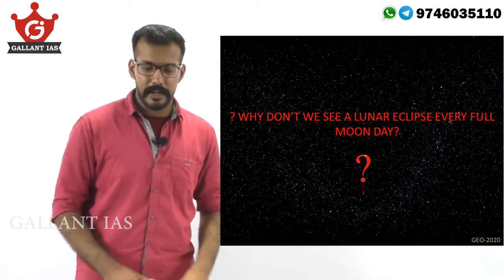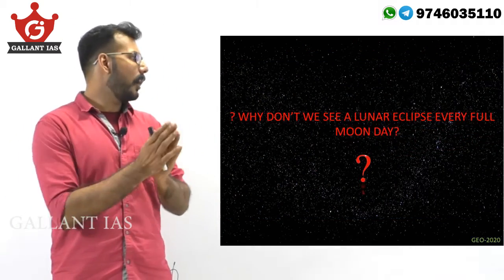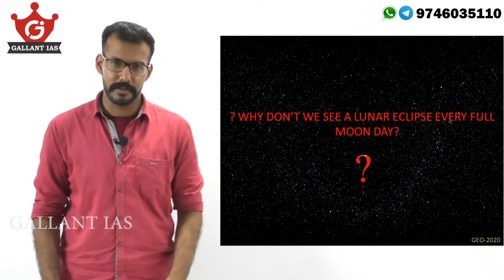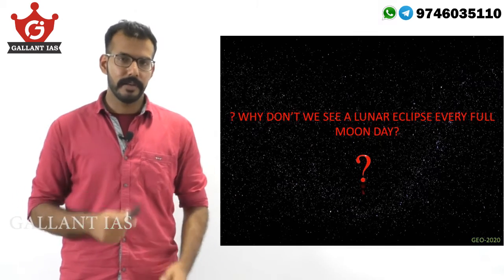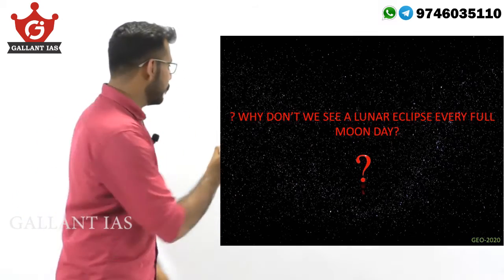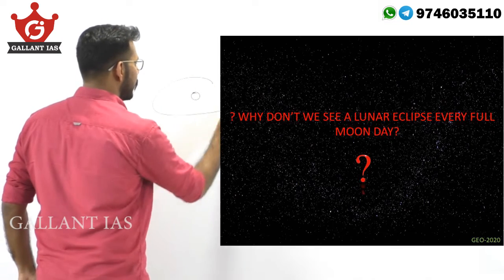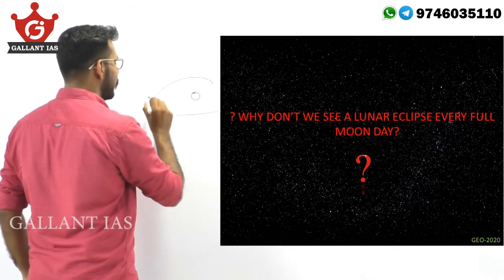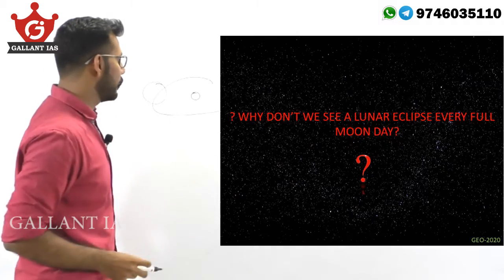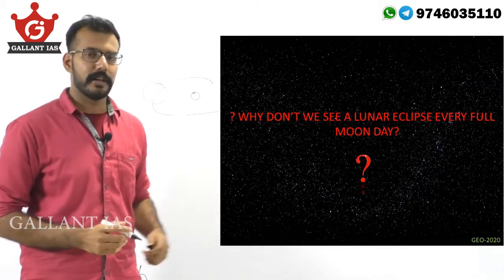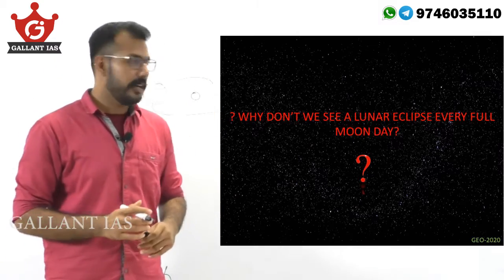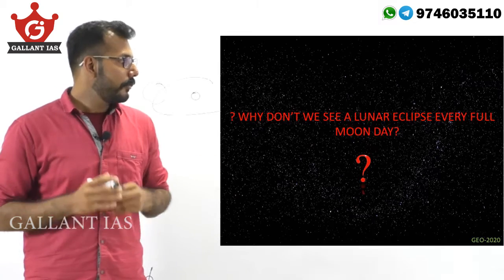Now, there is an ultimate question. Why don't we see a lunar eclipse every month? The moon is revolving around the earth, and as it goes, it should sometimes be behind earth with the sun in the opposite direction. Why don't we have a lunar eclipse every month or every full moon day?